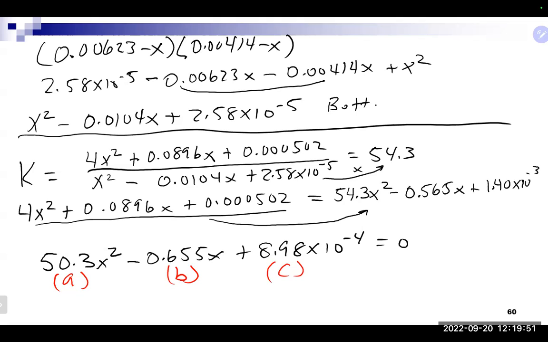All right, now we're ready to go into our quadratic with our A, B, and C values. So I'm going to flip the page there and do that. Everybody good?